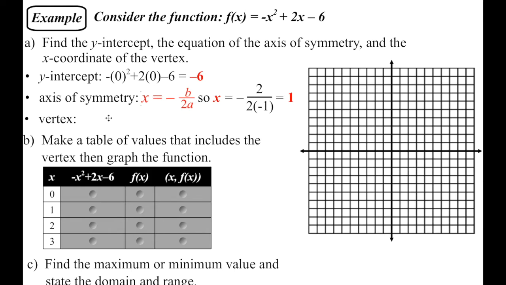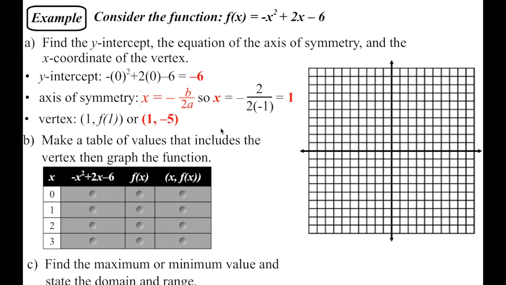Well, we already know the x-coordinate of the vertex, but to get the y-coordinate, what we need to do is plug in x equals 1 into our equation. We need to evaluate the function at that x-coordinate, and then we can get the y-coordinate. So the vertex is the point 1, negative 5. Okay, we get negative 1 plus 2, which is a positive 1, minus 6, which is negative 5.